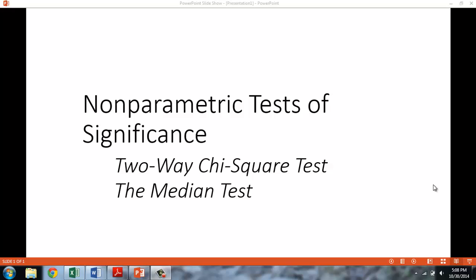In this video, we'll cover nonparametric tests of significance, specifically a two-way chi-square test and the median test. Nonparametric tests of significance can be used for data at any level of measurement, but are generally used when we have nominal or ordinal level data. For this video, I will go over an example of the median test because in the course of performing a median test, we actually calculate a two-way chi-square.